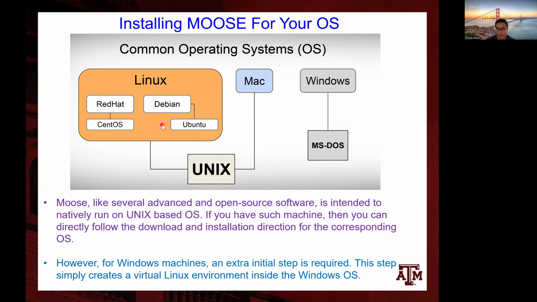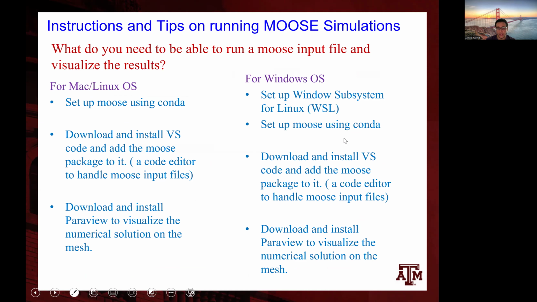So for those who have such machines, you can directly go to the first step, which is setting up Moose. However, if you have a Windows machine, then we will need an extra prerequisite step where we need to enable the virtual environment known as Windows Subsystem for Linux. So this allows us to utilize a Linux terminal from inside the Windows operating system. To do that, however, it's straightforward.